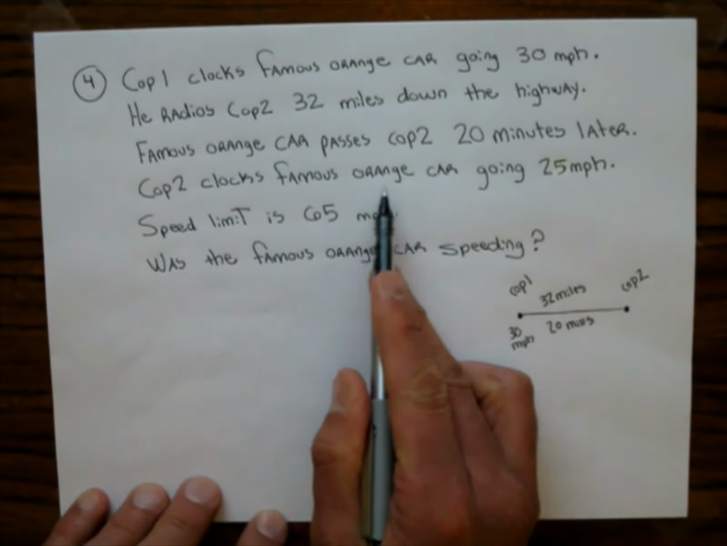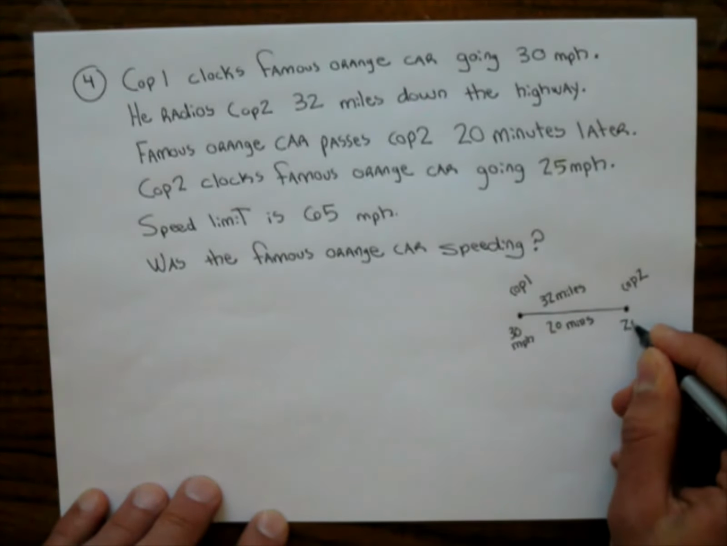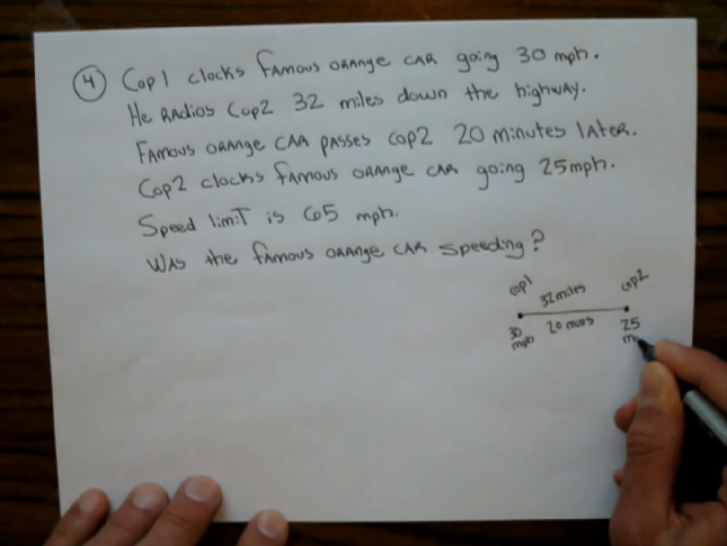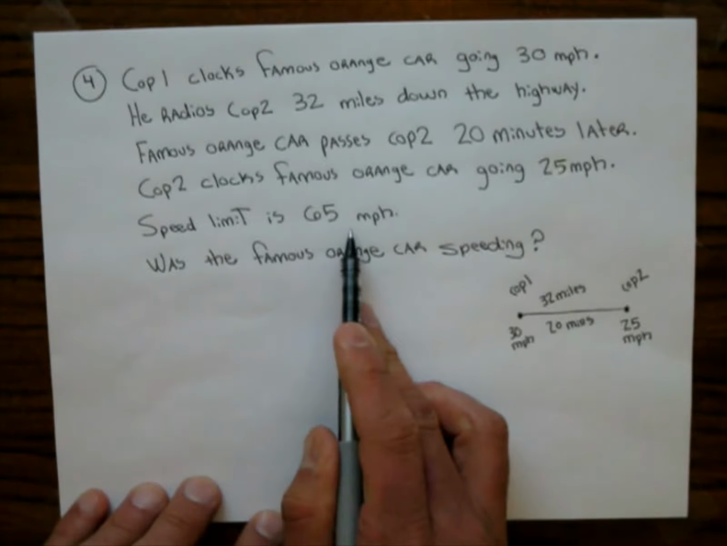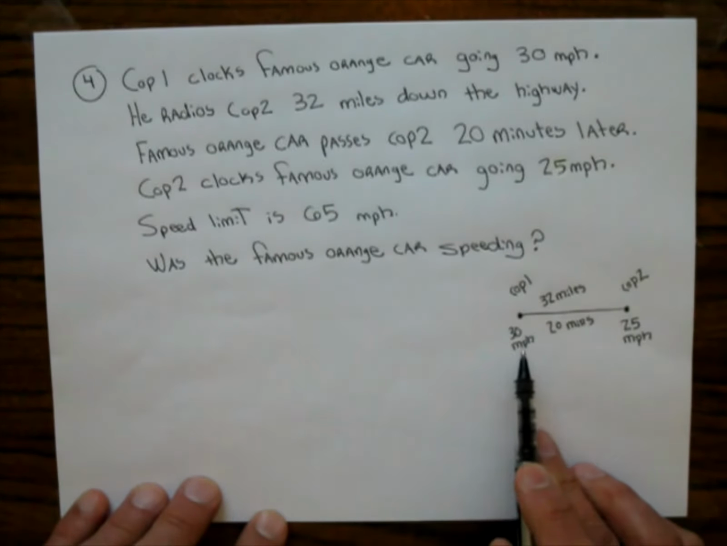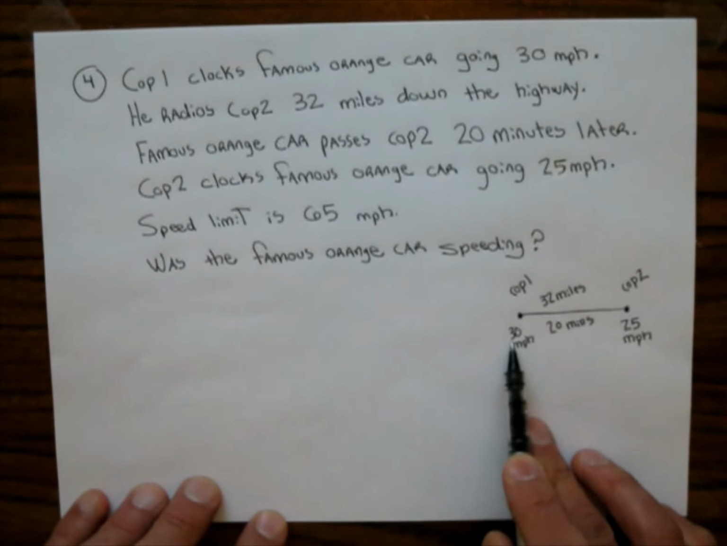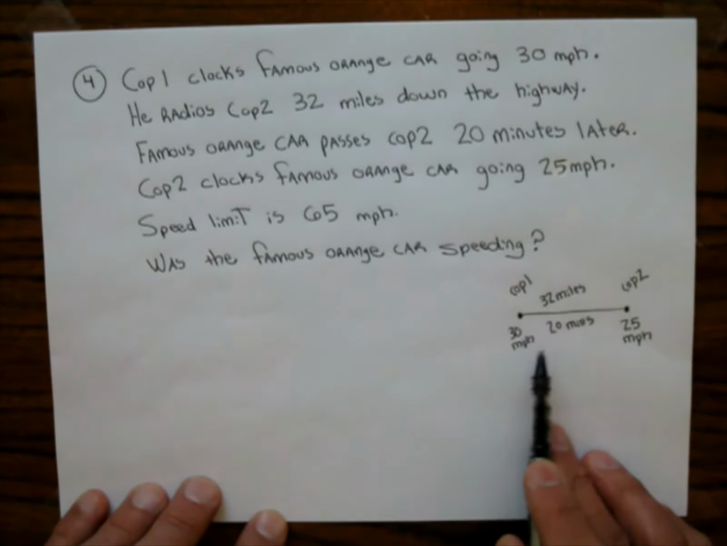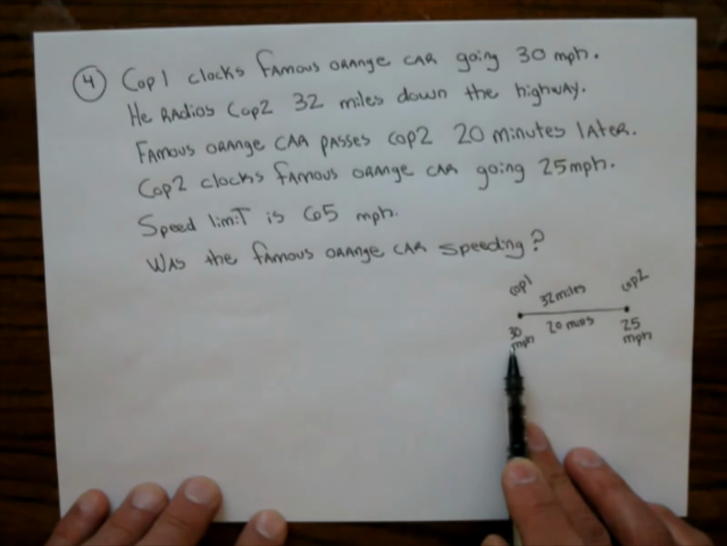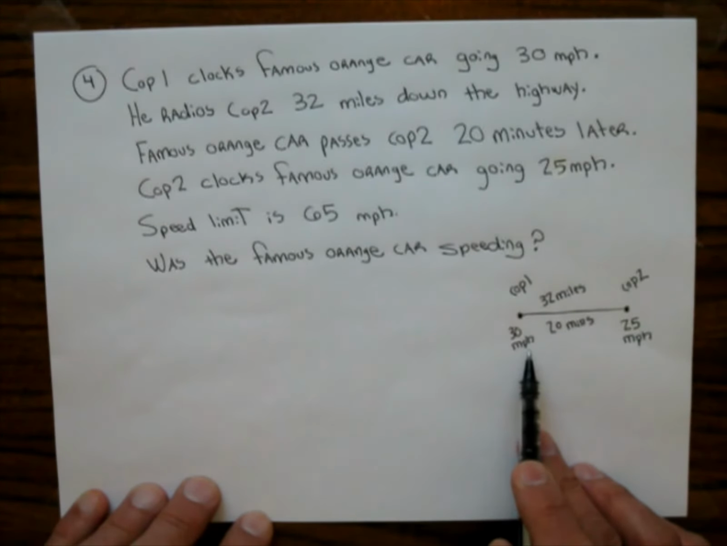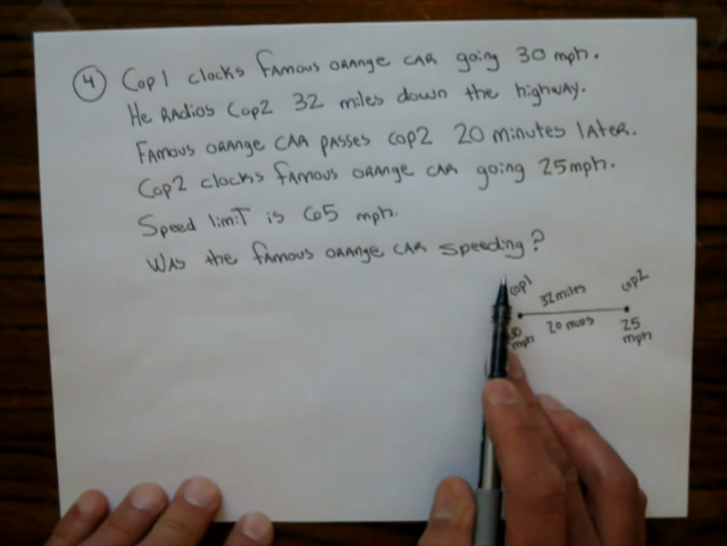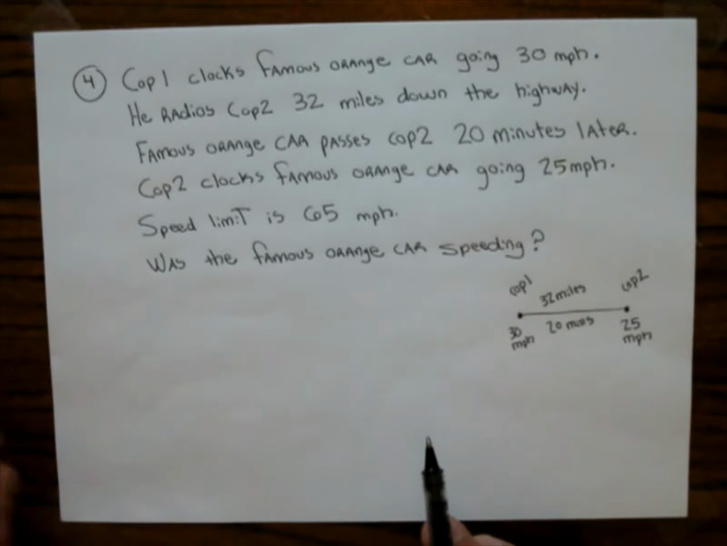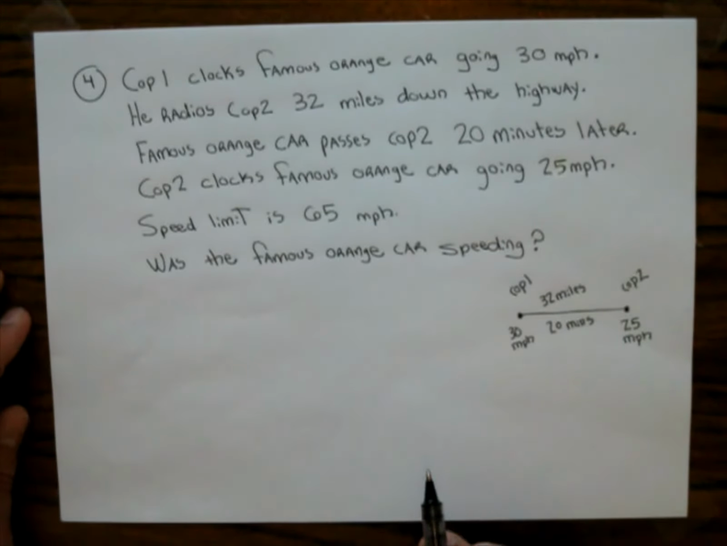Cop 2 clocks the famous orange car going 25 miles per hour. Okay? Speed limit is 65 miles per hour. So at first glance you're like, the famous orange car seems to be going a lot slower than the speed limit. But now that we have calculus, and maybe we could have done this without calculus, we can answer this question: was the famous orange car speeding? So, wow, what are we going to say about this?